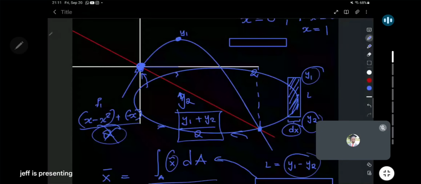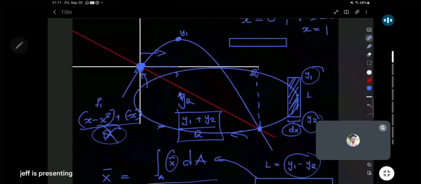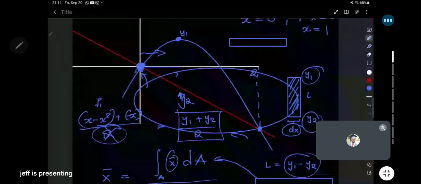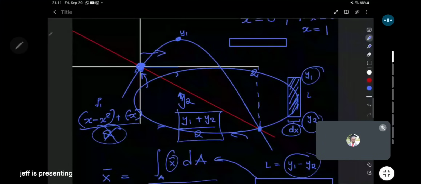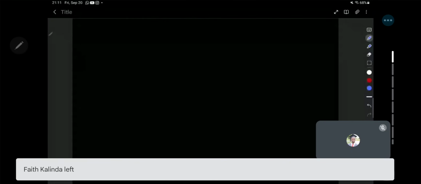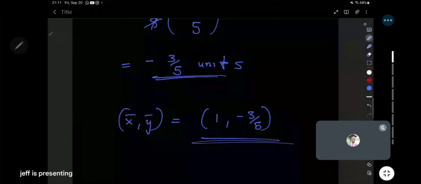The x-coordinate, however, it makes sense that it has to be positive because this graph is all this side. So it's all on the positive side. So we anticipate that the x-coordinate will have to be a positive value. And this is how our answer comes out like this. Okay, so any questions here?